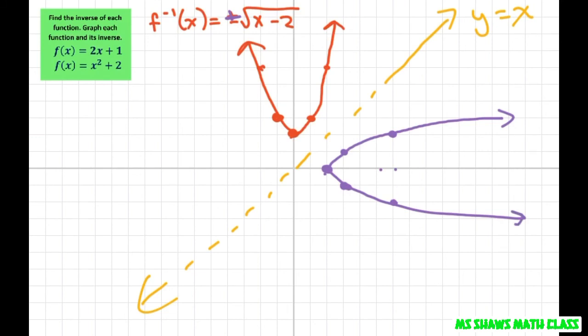Now, as you can see, this one's not a function, but it just said graph its inverse. It didn't say the function. So it does reflect over the y equals x. If you folded it up and creased it on this line here, they should kind of match up. It doesn't really show that well on the calculator, but they are inverses.